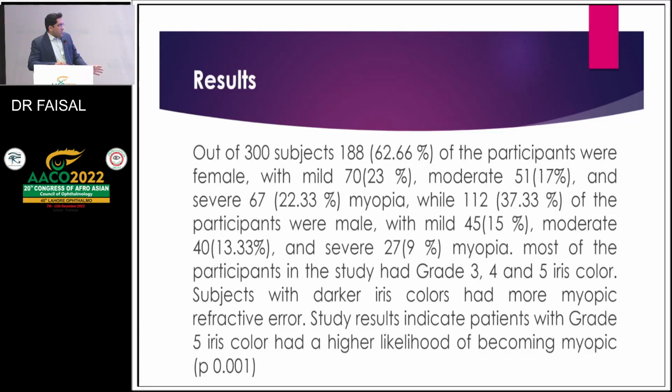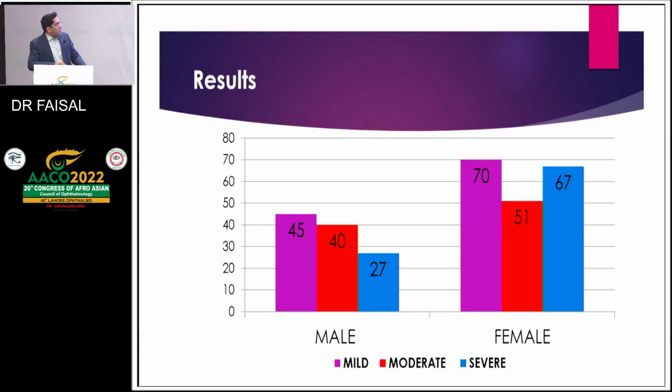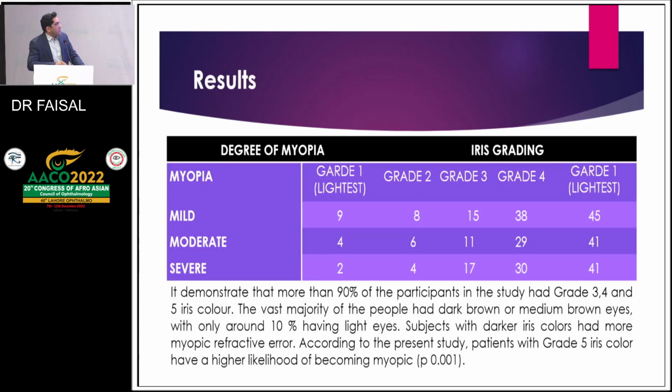As we all know, the results were surprising: the darker irises had more myopic refractive error, and it indicates that patients with a grade 5 iris color had a higher risk of becoming myopic. And these were the correlation results: among the females with severity of myopia, 45 were mildly myopic, 40 were severely myopic, and 27 were highly myopic, and the otherwise.